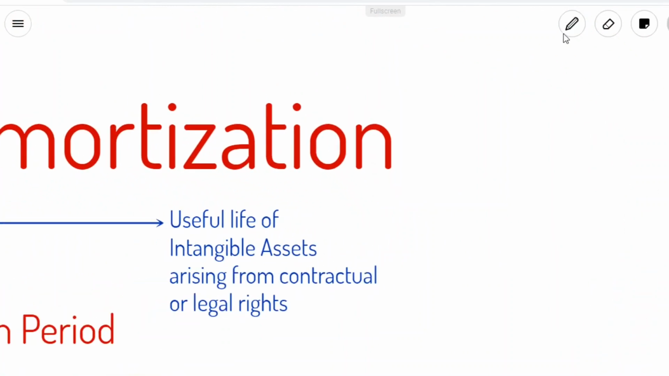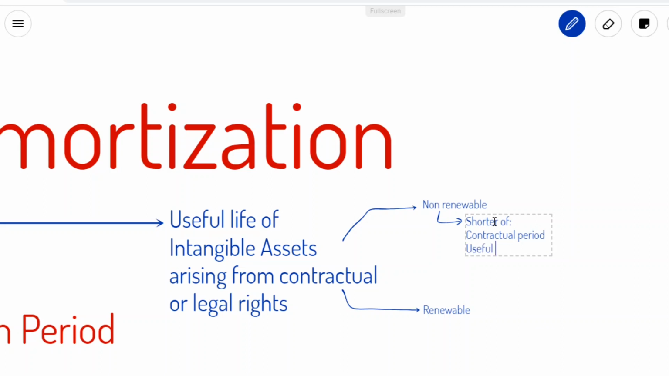For example, if an entity purchases a license from a government for 3 years, and if the entity expects that it would consume all of the benefit from that asset within 2 years, in that case, the standard says that the amortization period will be the shorter of the useful life and the contractual period of the asset. However, if that contract is renewable, in that case, that contractual period might include those renewal periods as well. For that, the intangible asset has to fulfill certain conditions.